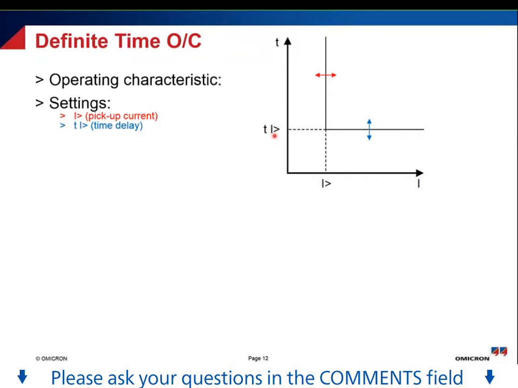So I have two different settings. The first one is I greater, the pickup current, and the second one is the time delay, T of I greater. If I change, for example, the pickup current, then this shifts the characteristic to left and or to right. So if I decrease the pickup current, then the characteristic is shifted to the left side, and if I increase the pickup current, the characteristic is shifted to the right side. The same happens with the time delay. If I increase the time delay, then the characteristic is shifted upwards, and if I decrease the time delay, then the characteristic is shifted downwards.